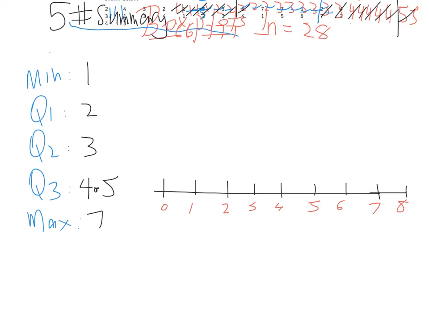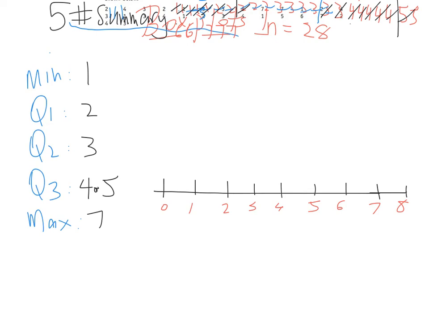Okay, so now that we've determined our 5-number summary of minimum, Q1, Q2, Q3, and our maximum number, what we need to do is draw a number line. So I know that my numbers go from 1 to 7, so I've got to make sure that my number line contains that. And then I'm going to add a little bit extra on either side, so I'm going 0 to 8.